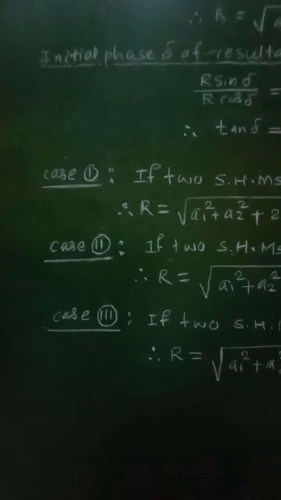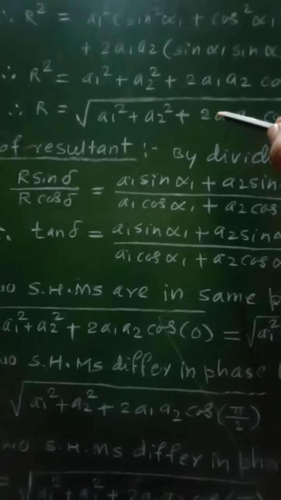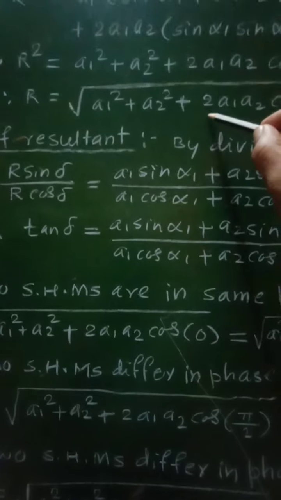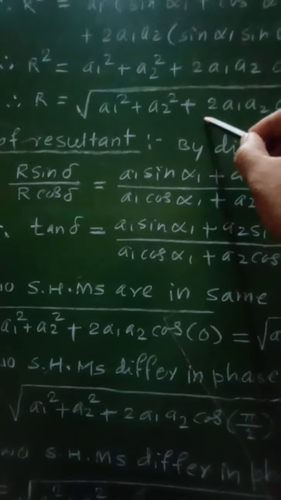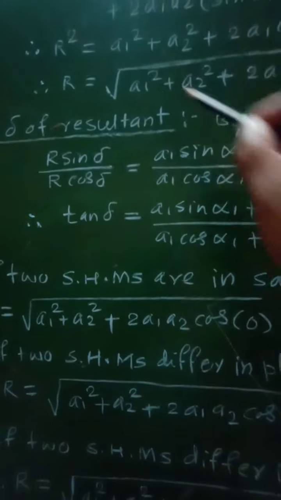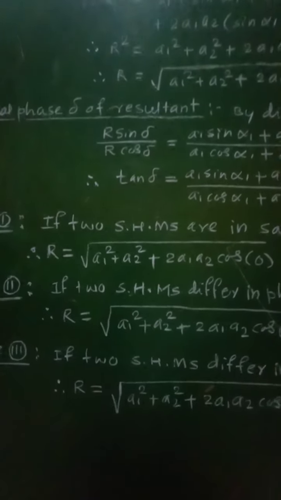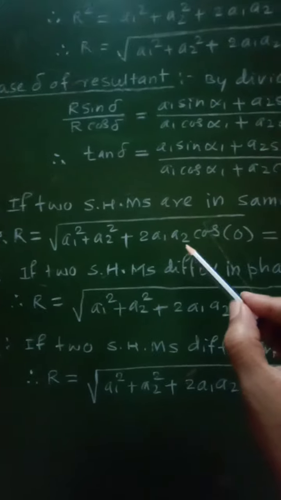Now let us consider some of the special cases. First case, these cases will be used for this equation of r, that is amplitude r of the resultant wave. So for different values of alpha 1 minus alpha 2, what are the values of r, that we will have to find out. And therefore in the first case we will consider if two SHMs are in the same phase.